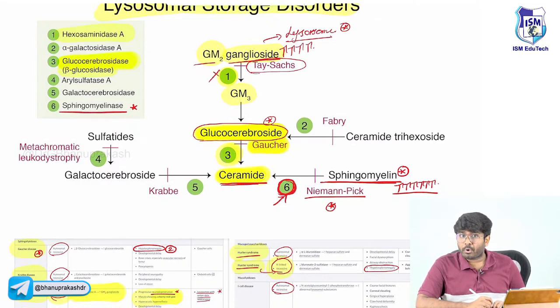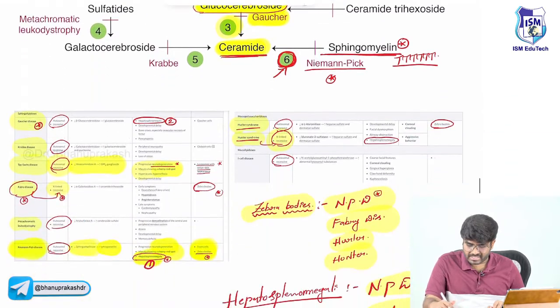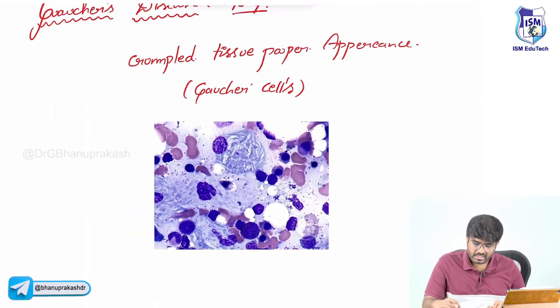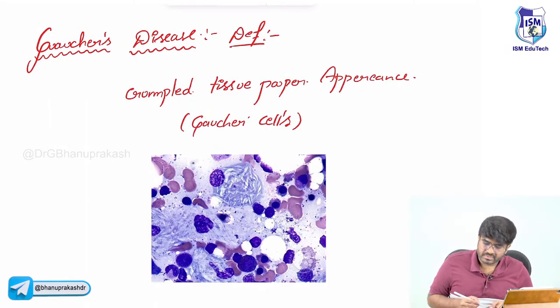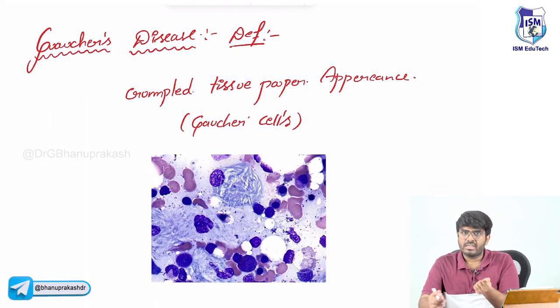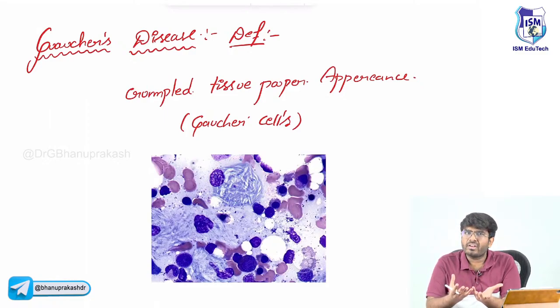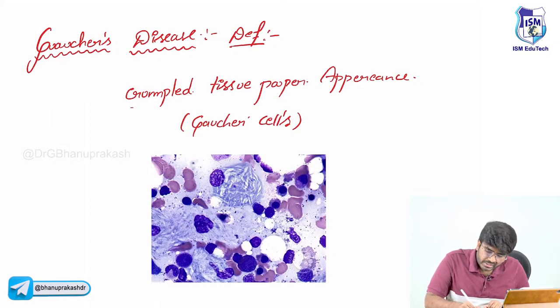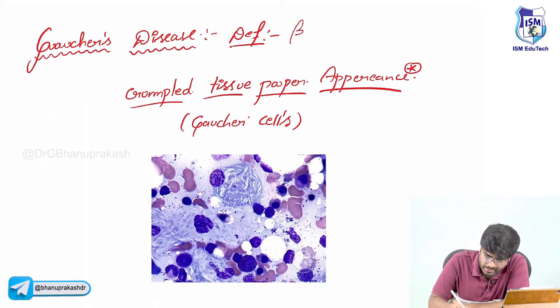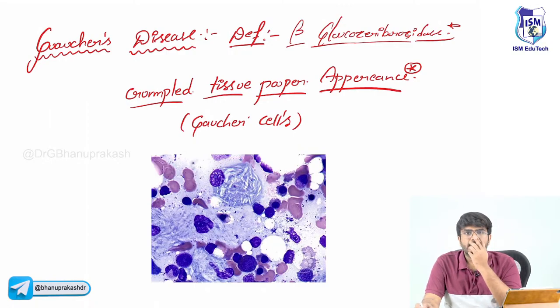So what is that important MCQ that came in the recent NEET PG exam? This was an image-based question. These are the macrophages, which are called Gaucher cells. Whenever you look at these macrophages, they look like a crumpled tissue paper. You take a tissue paper, crumple it, and when you open it, how will it look? That is the crumpled tissue paper appearance. This is seen in Gaucher's disease due to deficiency of beta glucocerebrosidase.